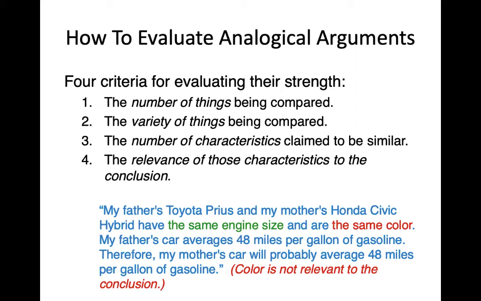Here's an example. My father's Toyota Prius and my mother's Honda Civic Hybrid have the same engine size and are the same color. My father's car averages 48 miles per gallon of gasoline. Therefore, my mother's car will probably average about 48 miles per gallon of gasoline as well. What you have to notice here is that it's not the color that's relevant. Even though they're the same color, that's not relevant to miles per gallon.